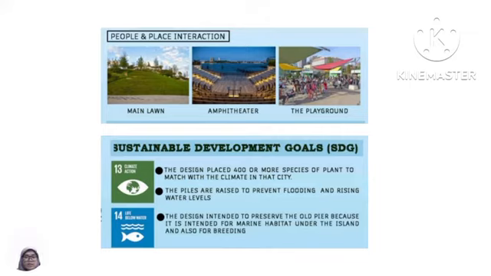And next, the sustainable development goals that we chose are two. One, climate action. We chose it because the design places 400 or more species of plants to match with the climate in the city, and the piles rise to prevent flooding and rising water levels. And the second one is life below water. We chose this because the design is intended for marine habitat under the island and also for tree breeding.